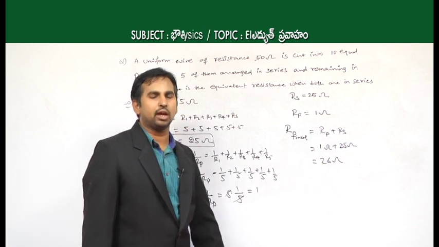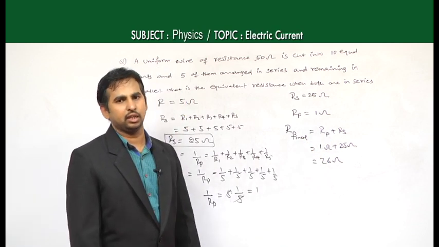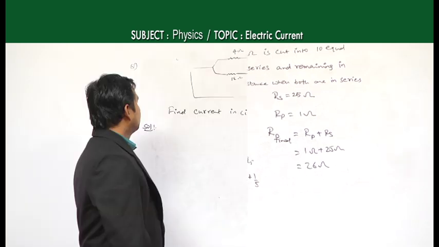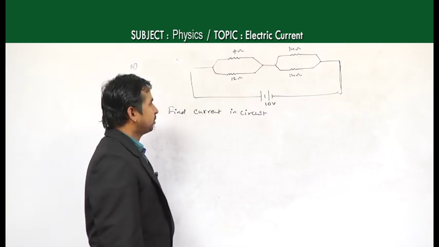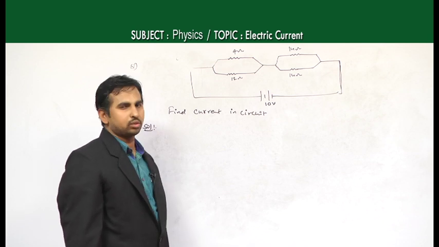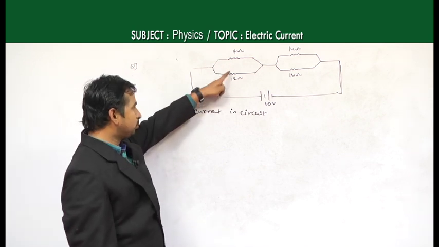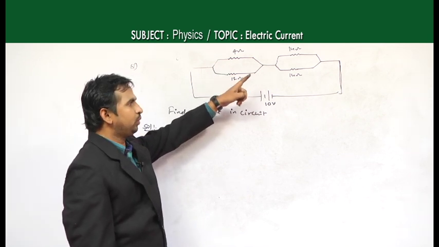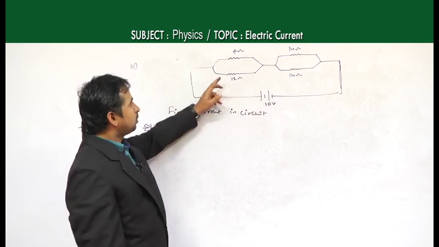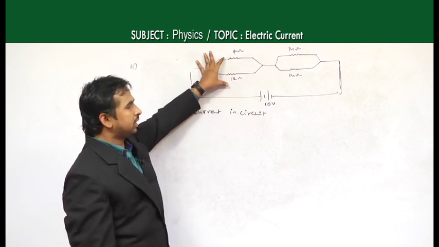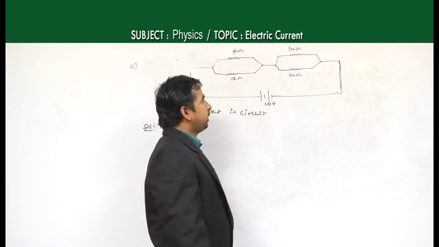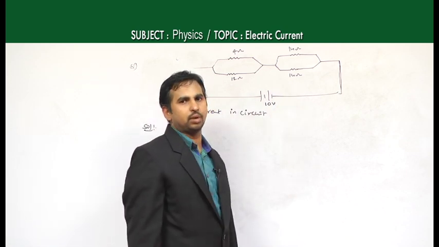Then we are getting the value if they are connected in parallel. So, now see the next one, which has a total of 4 resistances: 4 ohms, 12 ohms, 14 ohms, and 14 ohms. This 12 ohms and 4 ohms are connected in parallel, whereas these two 14 ohm resistances are also connected in parallel.